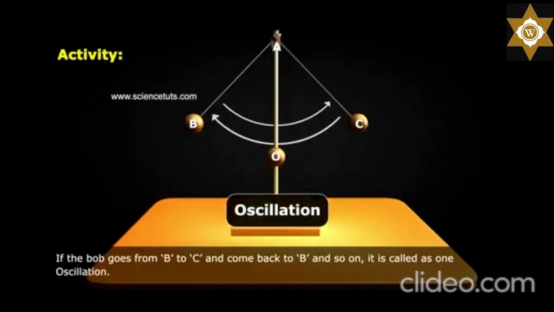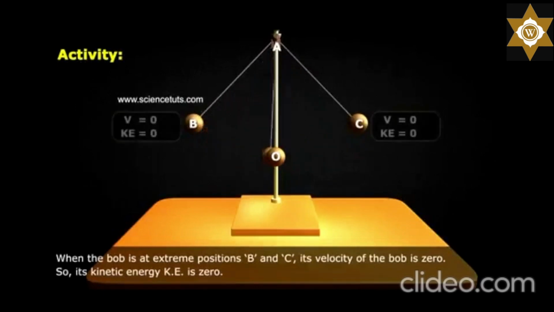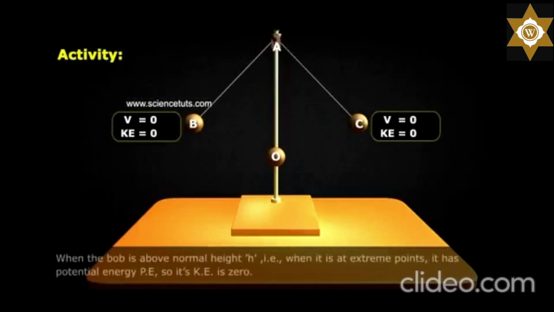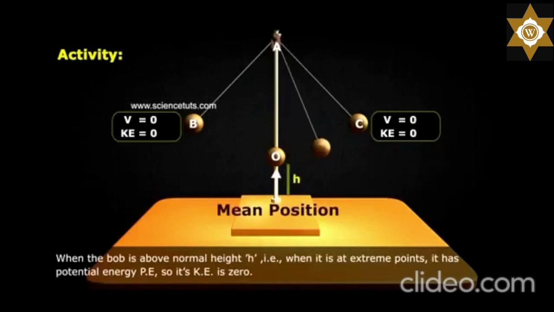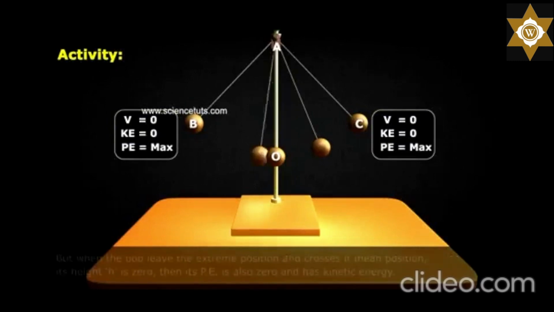one oscillation. When the bob is at extreme positions B and C, its velocity is zero, so its kinetic energy, Ke, is zero. When the bob is above normal height, h, that is, when it is at extreme points, it has potential energy, Pe, so its Ke is zero.